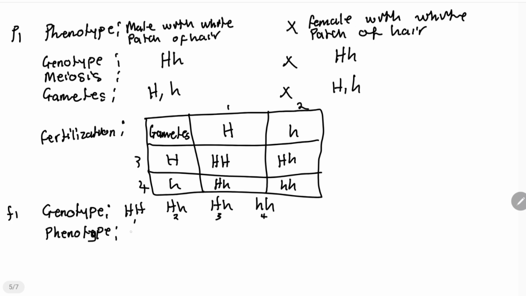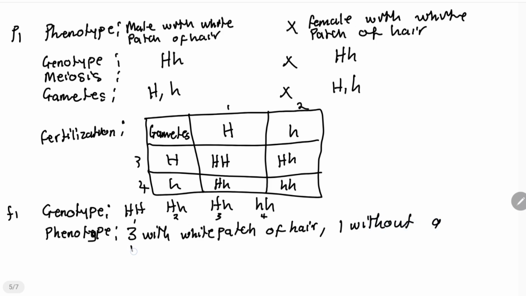So in total, I've got 3 with a white patch of hair and 1 without a white patch of hair. That is my question answered. 6 marks in the bag. Let's do a final example.